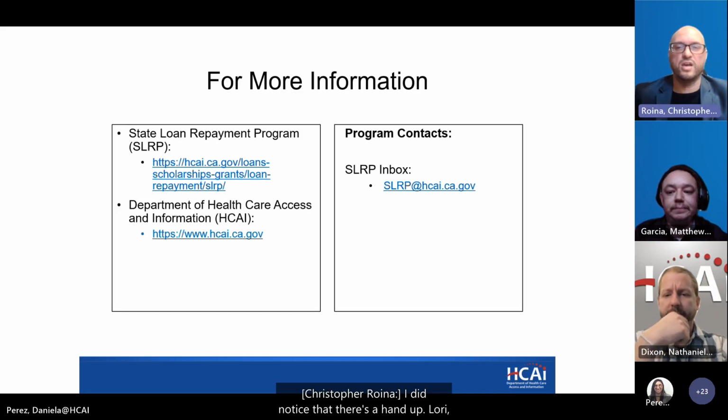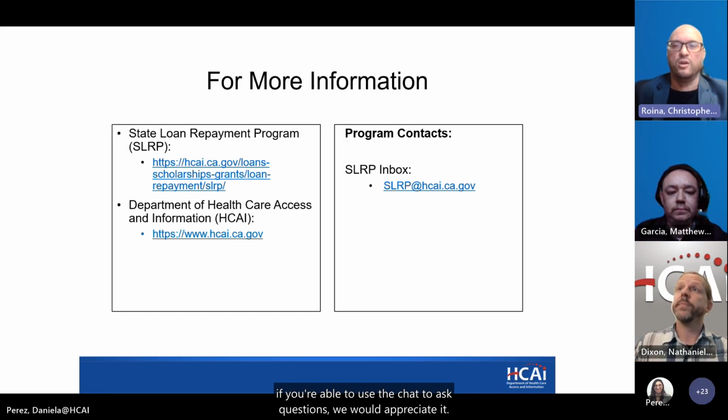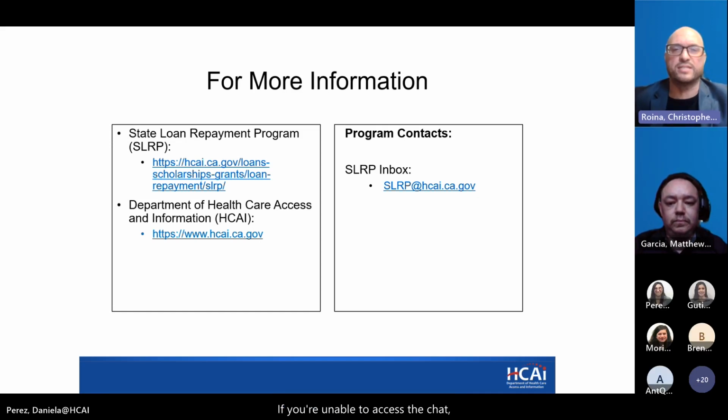I did notice that there's a hand up, Lori. If you're able to use the chat to ask questions, we would appreciate it. If you're unable to access the chat, you can also go ahead and email slrp@hci.ca.gov, and we can get that question answered for you.